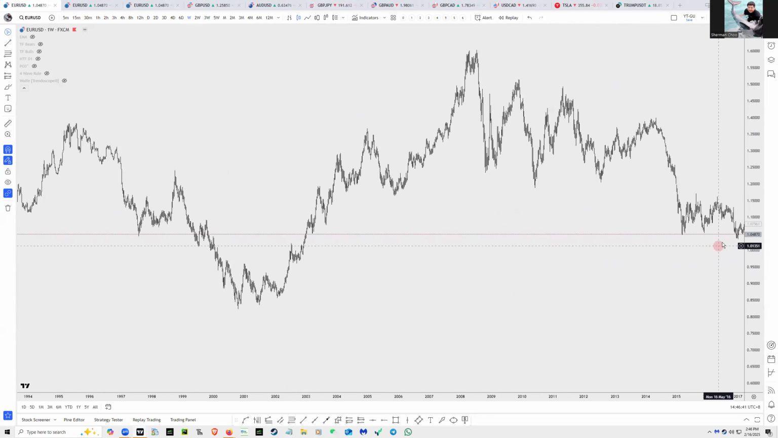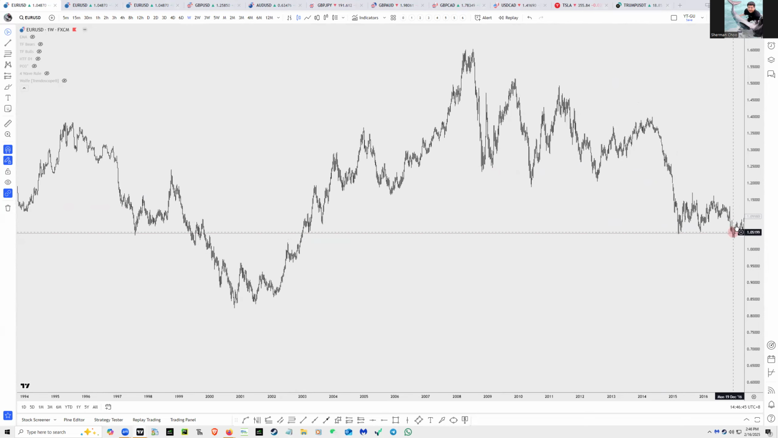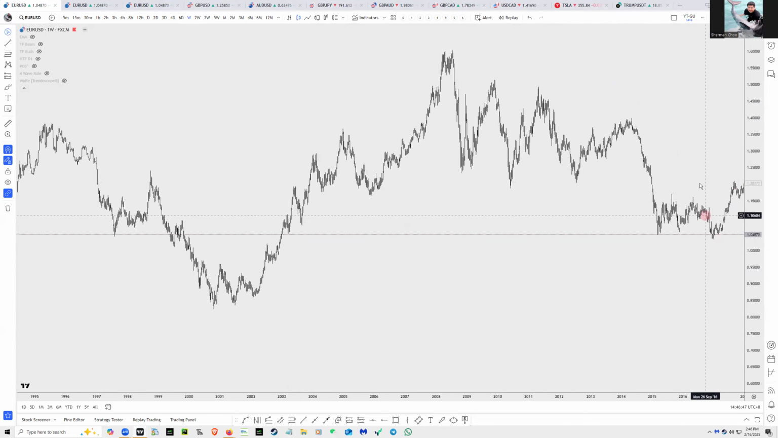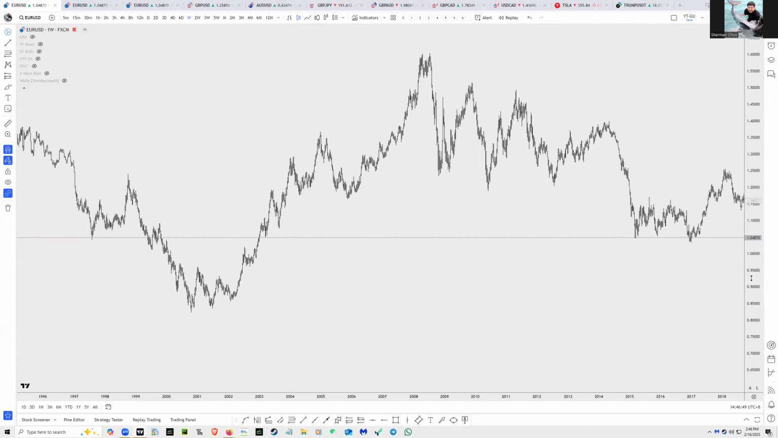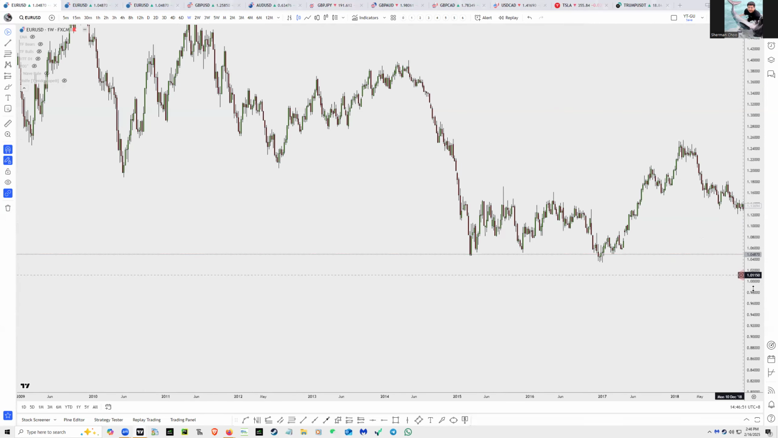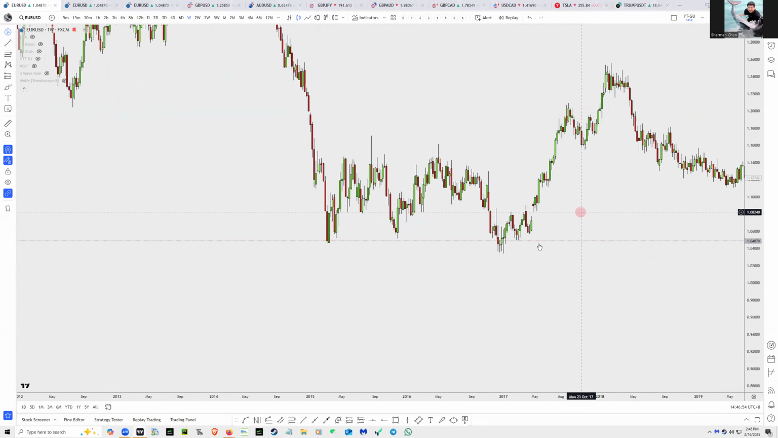Then it closed above before making some sideways pattern, and then this is where it started to move to the upside. So this setup is something that I would have been familiar with, right? Because for me, this would have been a strong move up.